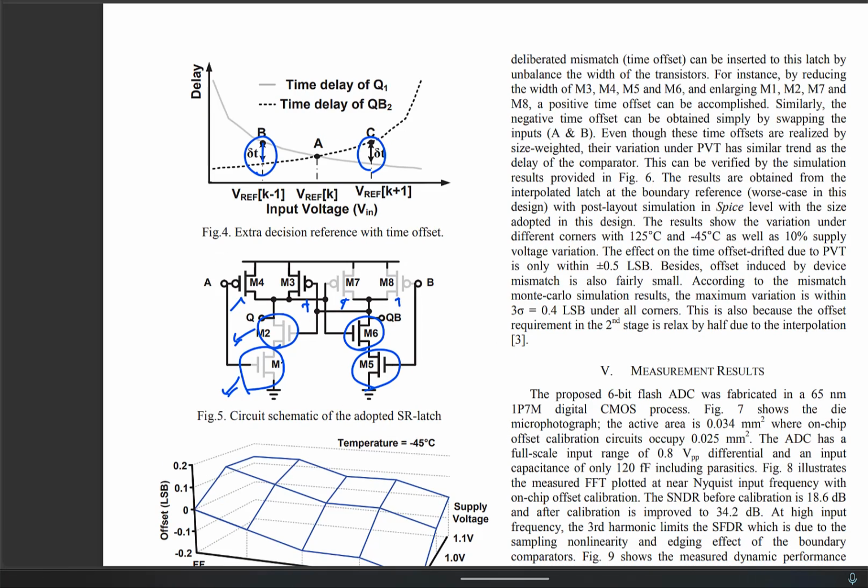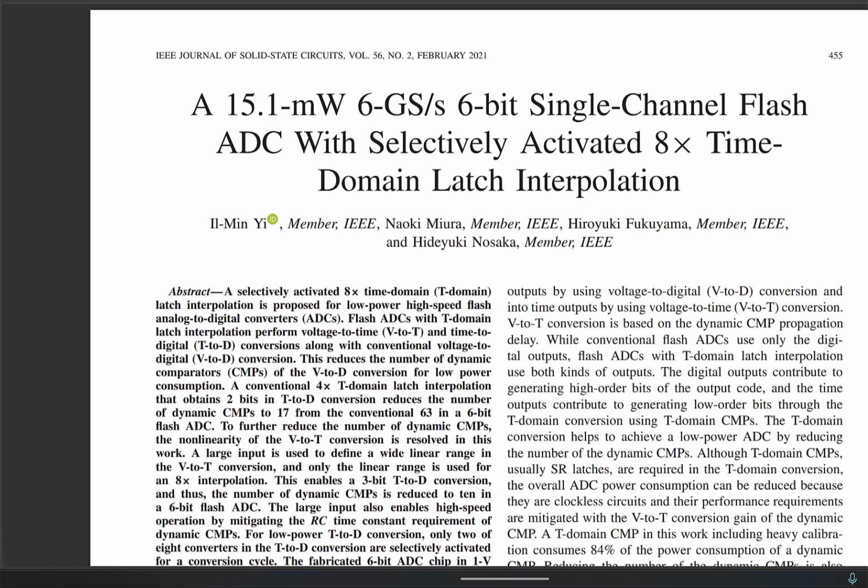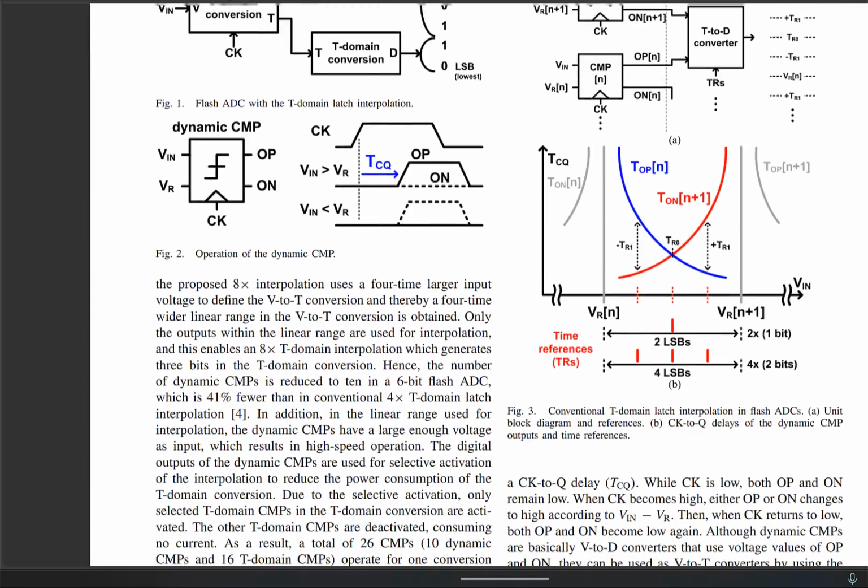So we can show this here. This is slightly recent, 3 years back, 2021, in the Journal of Solid State Circuits. So here they are doing 8x interpolation. Which means how many extra bits of information they are getting? 3 bits of extra information from time. Okay. So this is totally 6 bits, so probably 3-bit flash plus 3-bit in time. Okay. And let's just look at that.